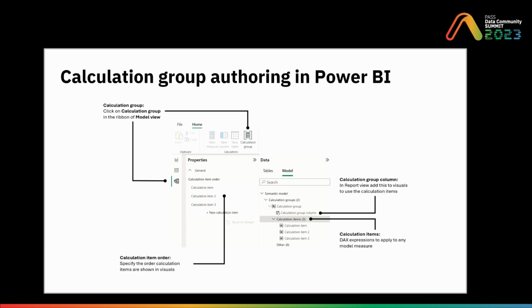You can create all your calculation items. They define the logic you want to apply to multiple measures in your model. This is stuff like year to date, maybe a daily average, even currency conversion. So you can define those all here. You can see them in the DAX formula bar, and you can reorder them in the properties pane. You can have more than one of these calculation groups in your model, and you can specify what order they will apply to the measures that you have.